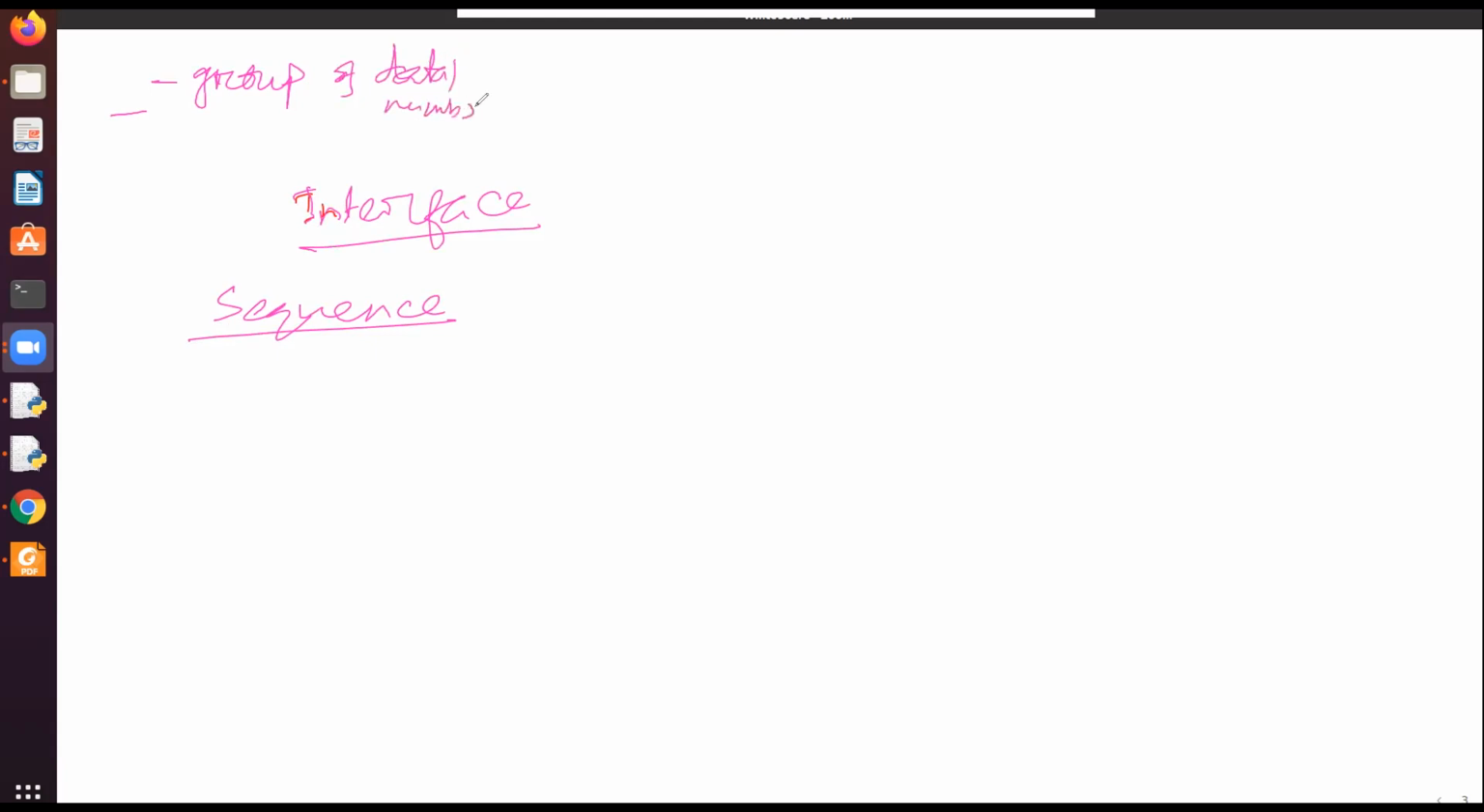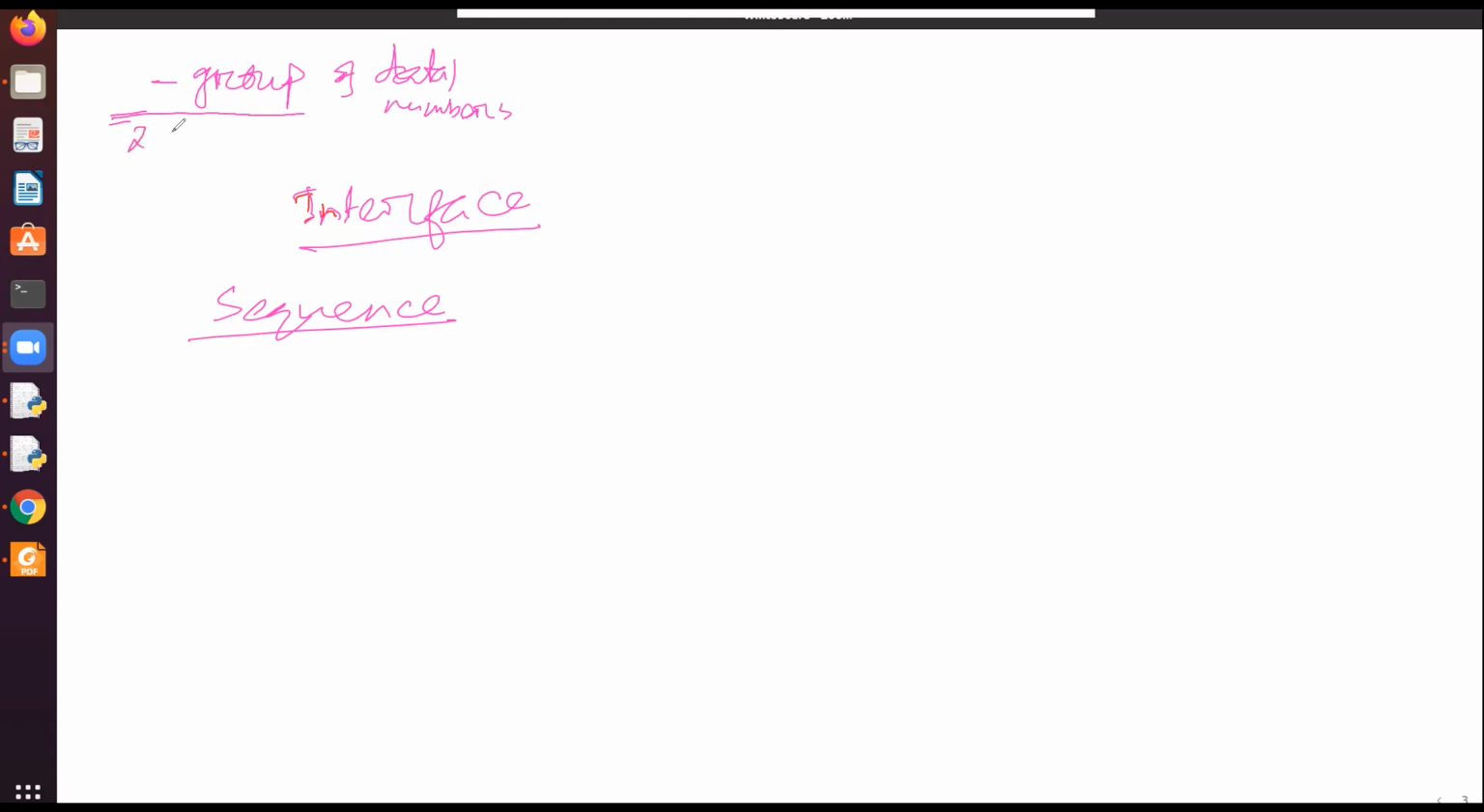So say for example, an example of an interface can be sequence. Sequence is an example of an interface where the problem is that we have a bunch of numbers or a group of numbers or data, any kind of data, character or integer. To make it easy to understand, I can say group of numbers. So our problem is that we want to store those data in a sequential manner.